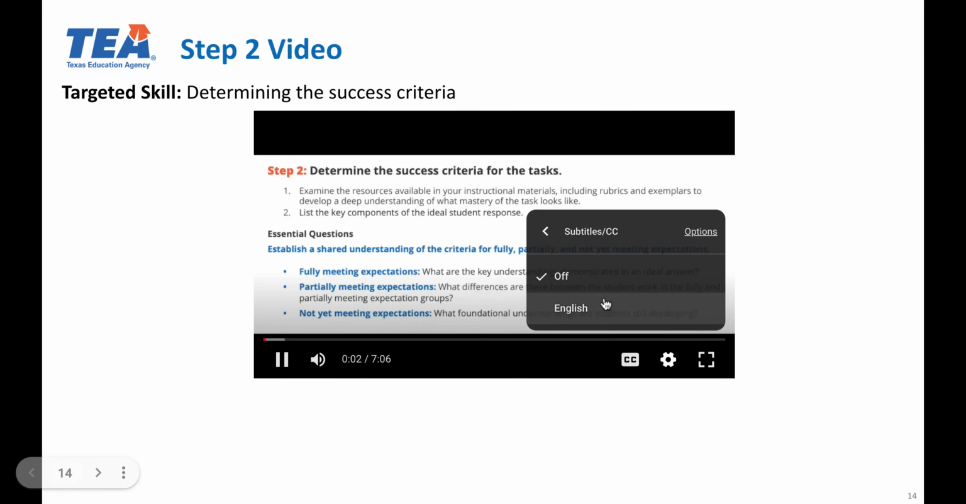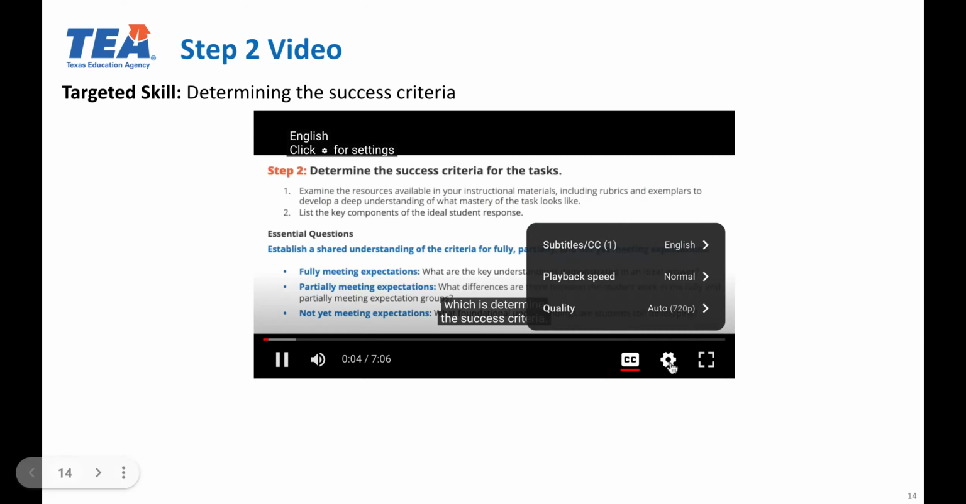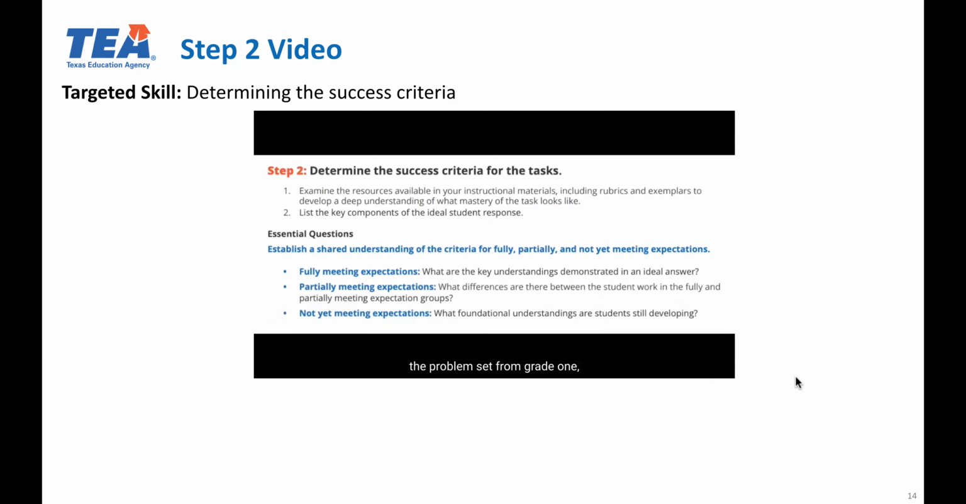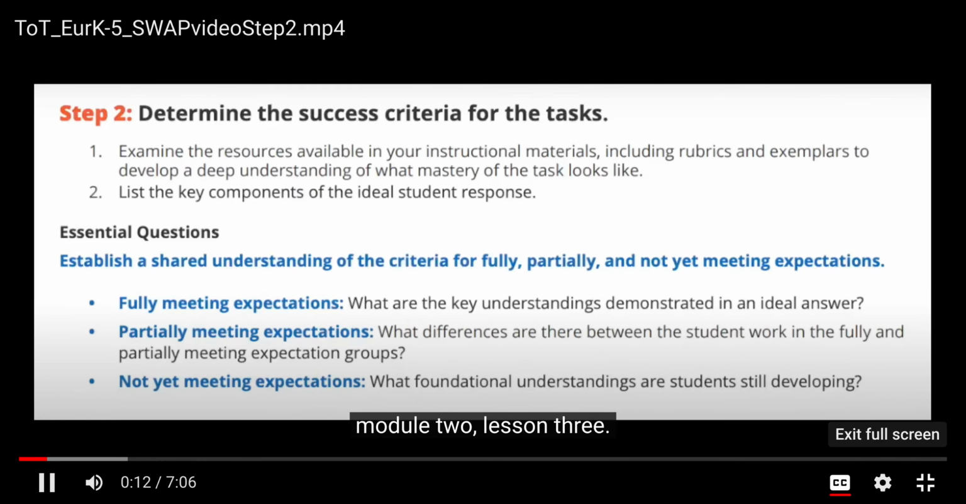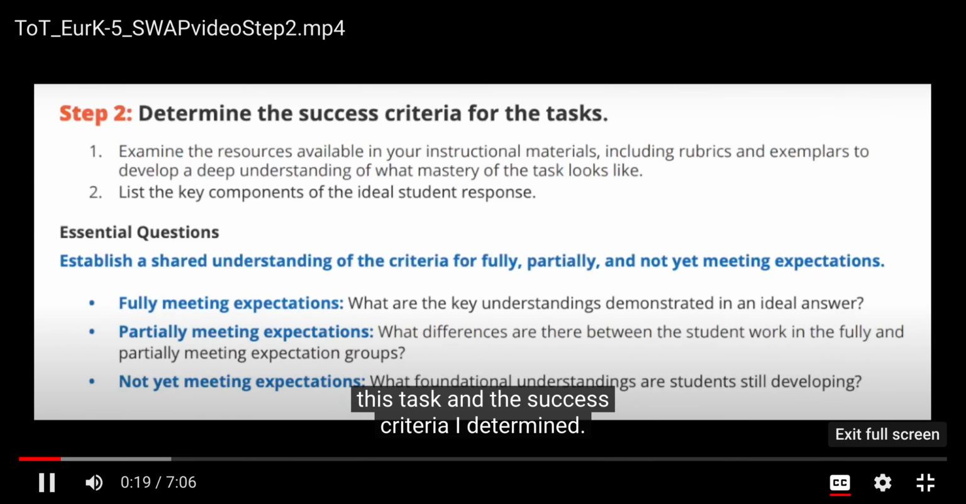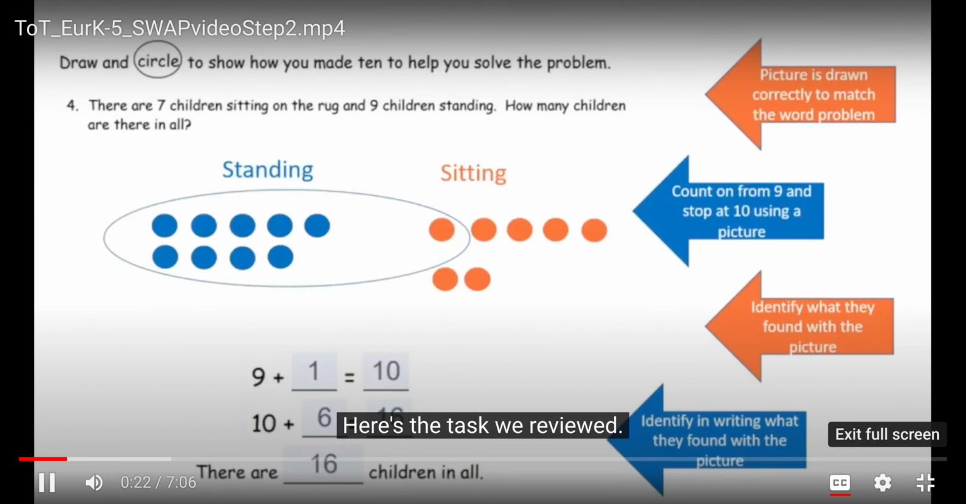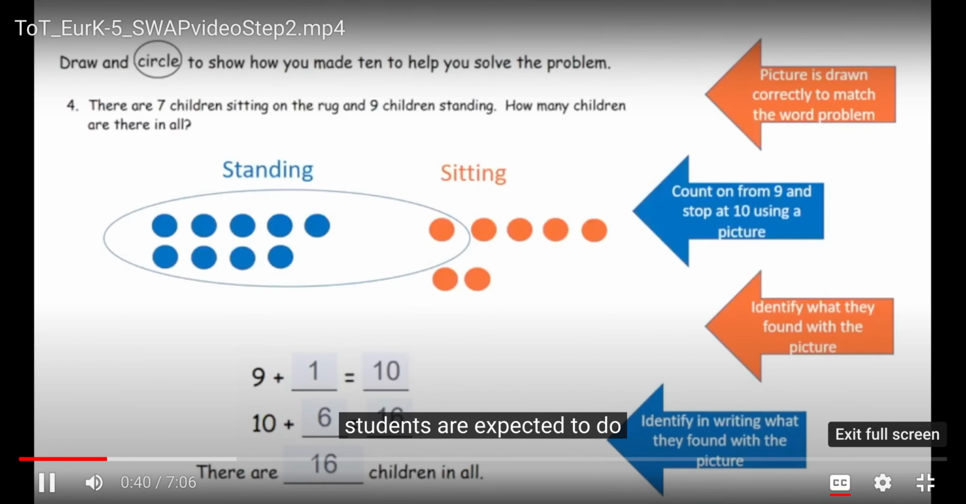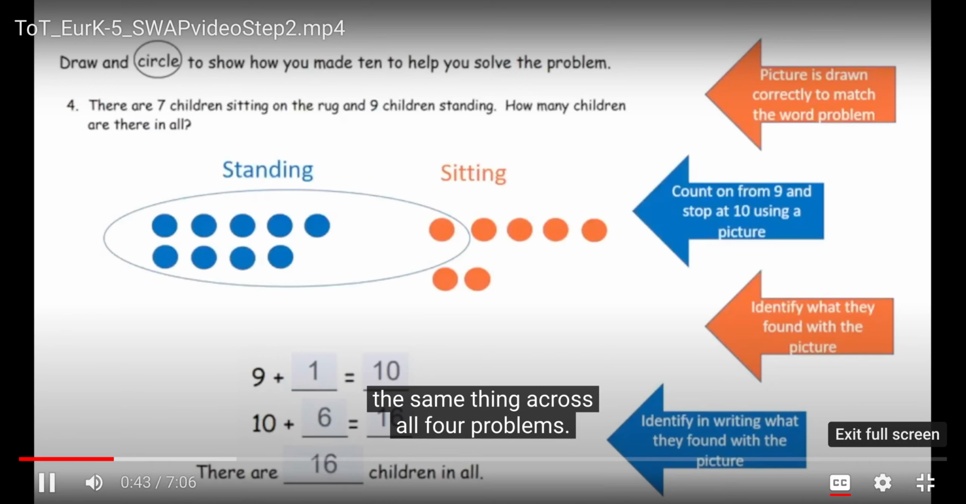Let's talk about step 2 of the student work analysis protocol, which is determine the success criteria. We're specifically looking at the problem set from grade 1, module 2, lesson 3. I'm going to share my thinking as I did this task and the success criteria I determined. Here's the task we reviewed in step 1 with an excerpt of the exemplar. I created an exemplar for all 4 problems, but to narrow our focus for this video, I'm going to look at problem number 4 only. Although we are only focusing on number 4, students are expected to do the same thing across all 4 problems.